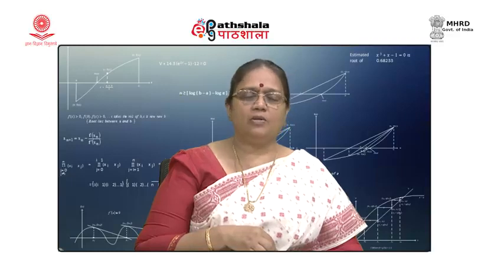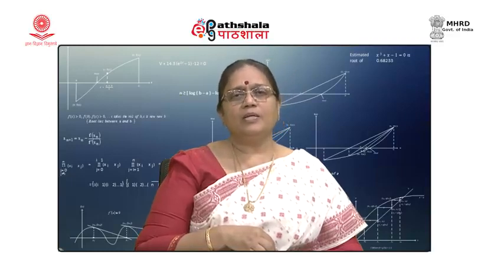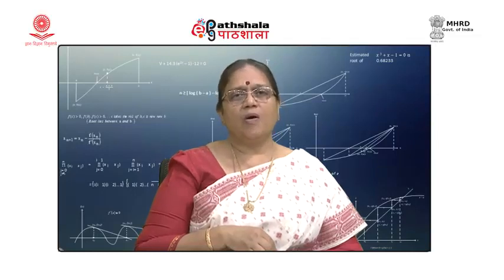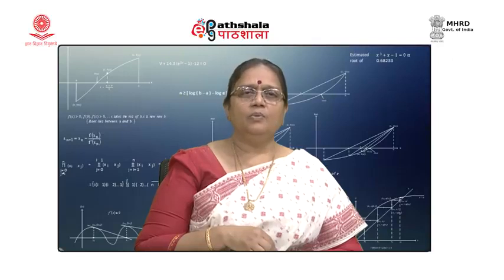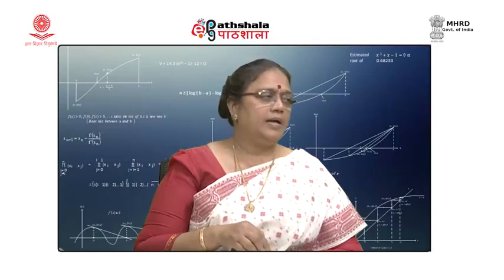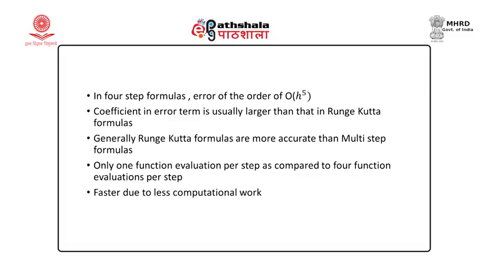So, they become computationally faster and less expensive to use, but of course, memory wise they are more expensive, because they need to store the values of 4 previous steps. Programming wise also, they are a little more laborious and a little more difficult to implement as compared to Runge-Kutta formulas, because those are simply direct formula implementation, but here you need to look up and store the previous values.